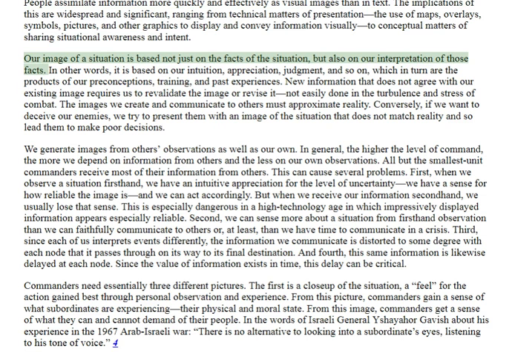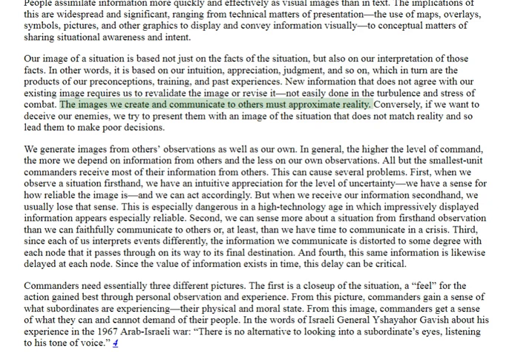Our image of a situation is based not just on the facts of the situation, but also on our interpretation of those facts. In other words, it is based on our intuition, appreciation, judgment, and so on, which in turn are the products of our preconceptions, training, and past experiences. New information that does not agree with our existing image requires us to revalidate the image or revise it, not easily done in the turbulence and stress of combat.